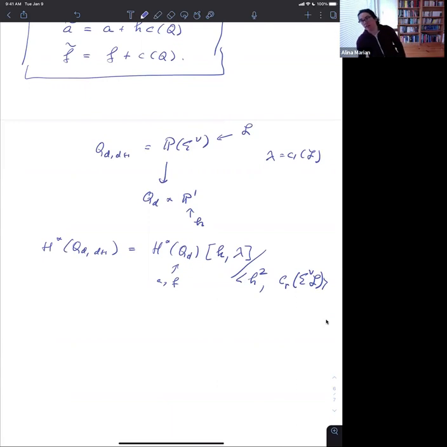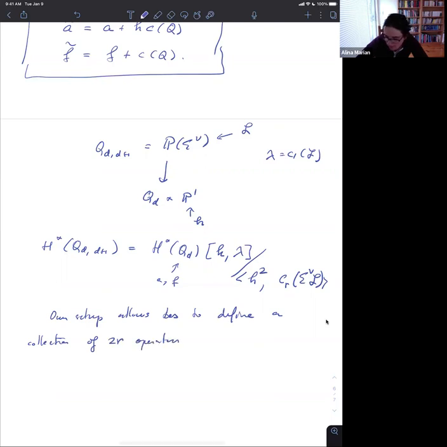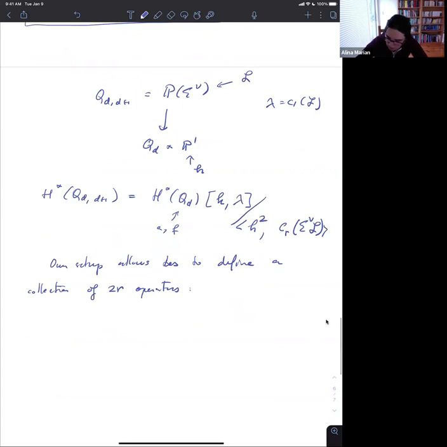So then we're in a position to define these Hecke-Nakajima type operators. Right, so our setup allows us to define just a collection of 2R operators. So let's remind ourselves of the basic notation here.